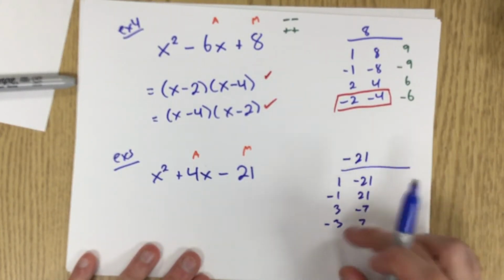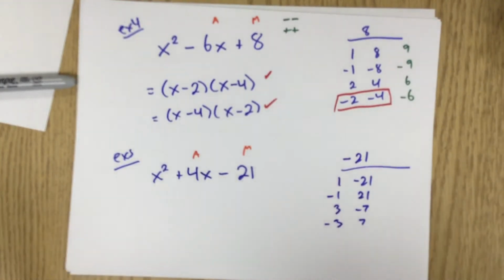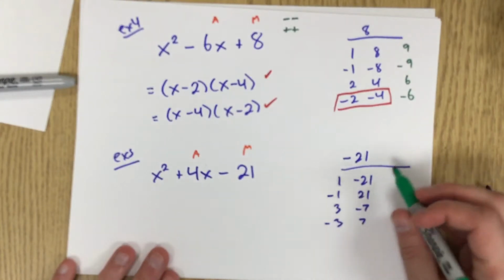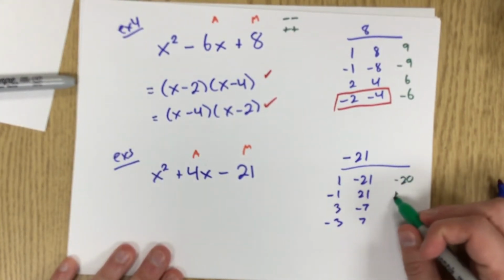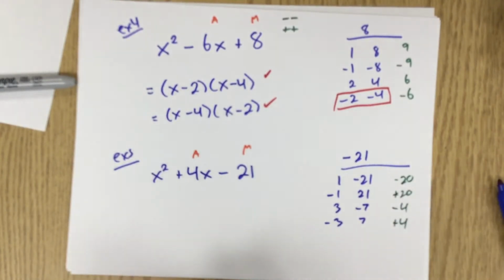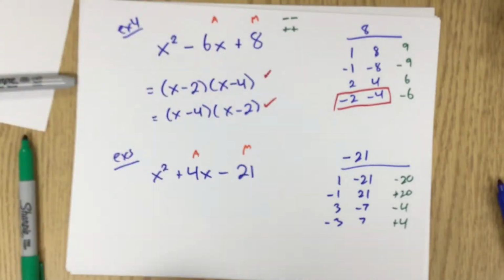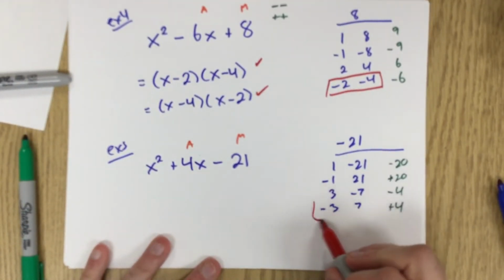4, that's ugly. 5 is ugly. 6 is ugly if we divide it. 7, already done. That's it. So let's add these up. 1 and negative 21 adds up to negative 20. This adds up to positive 20, negative 4, and positive 4. And we need it to add up to 4. So it's going to be this one over here.